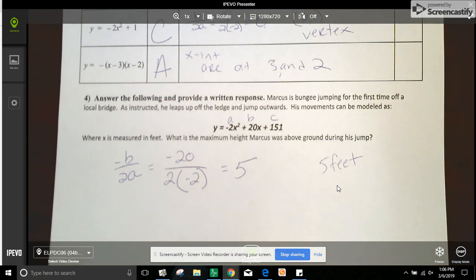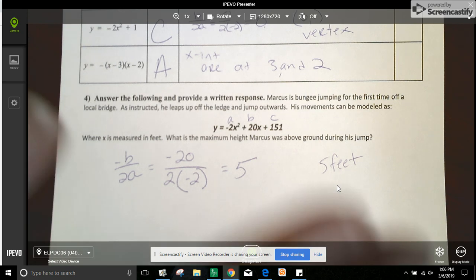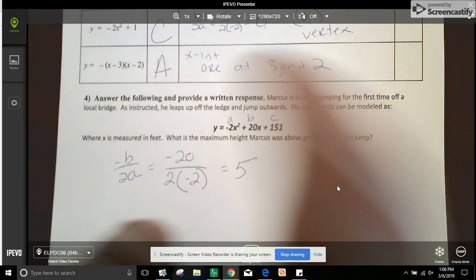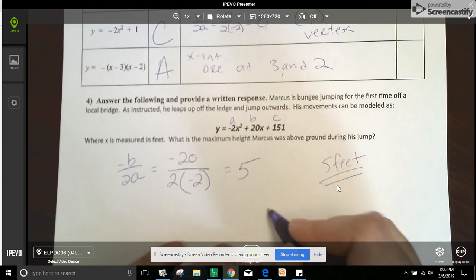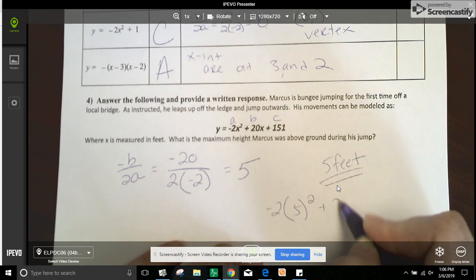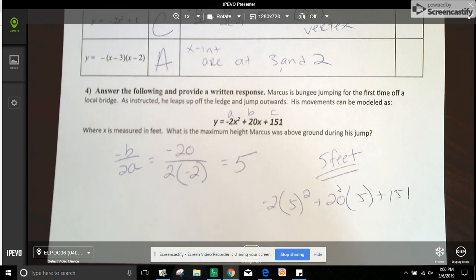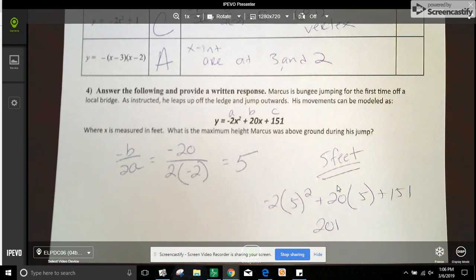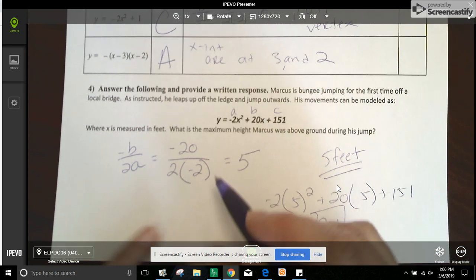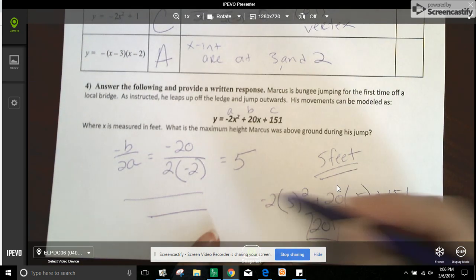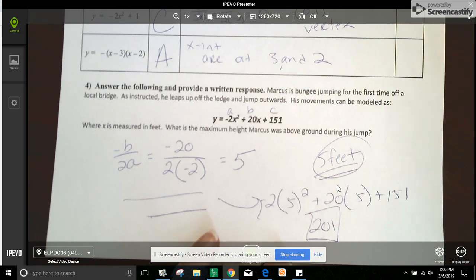And then the one on the test also asked you another question, this one didn't, but say it said, how long was he in the air for? You would take what you found and you would just plug it back in. So the one on the test wanted you to also plug it back in to figure out the next part. So if you took it and plugged it back in, I didn't ask you for this number, but on the test they did. So on the test, you do the negative b over 2a, and then you have to find the second answer, you have to plug it in.